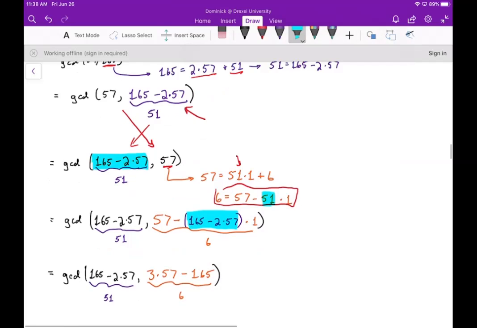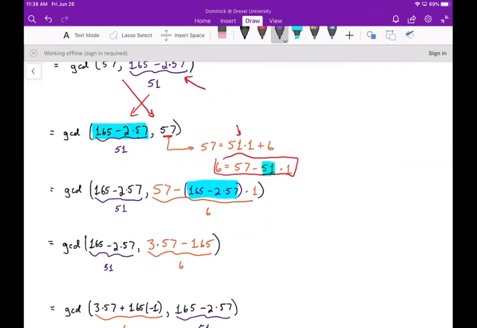And now when we combine like terms, we're going to have 57 and then minus negative 2 57s. So we'll get 3 57s. And then we just have 165 being subtracted, so then we'll get the minus 165 here. And again, this whole thing is 6.